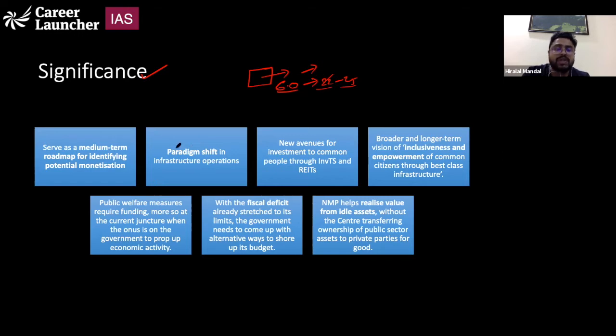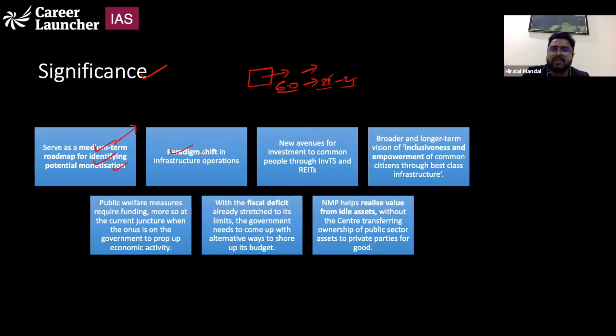So let us look at the significance of this program. First significance, it will provide a medium-term roadmap for identifying potential monetization. So this is just a beginning. The Government of India has various assets, and the state governments also have various assets which are lying idle. These assets can be better monetized by the government in order to get revenue. So that is what the program is aiming at.